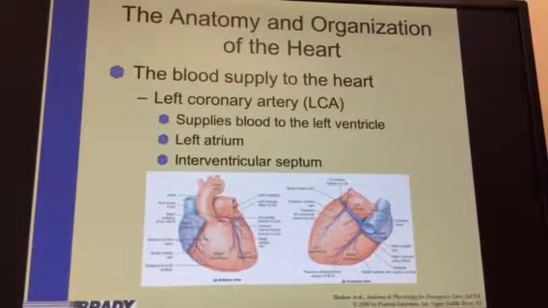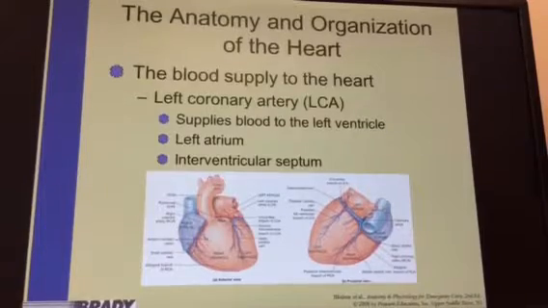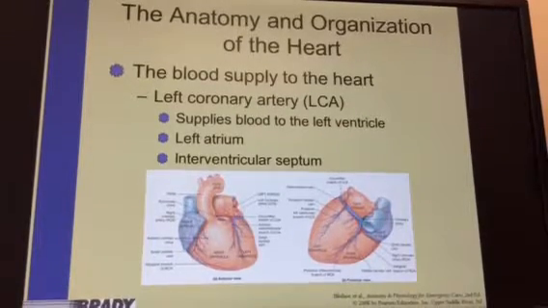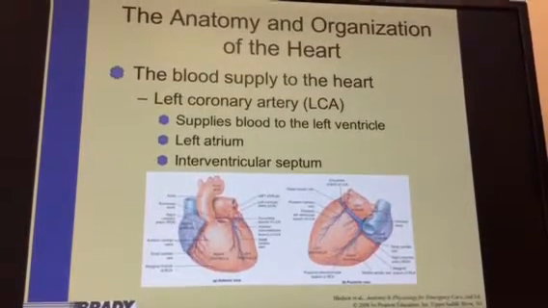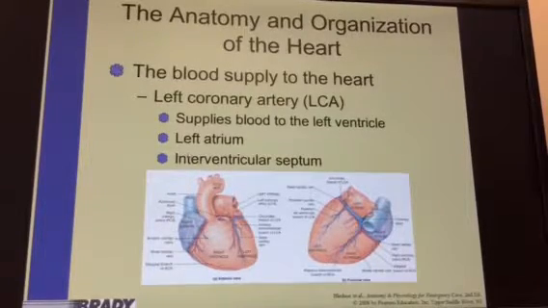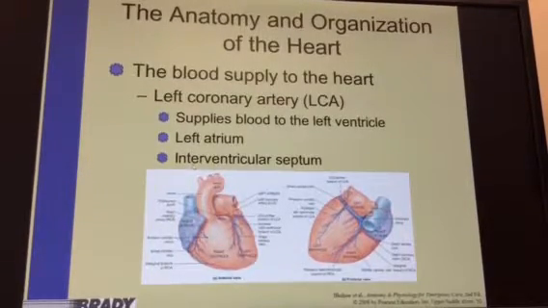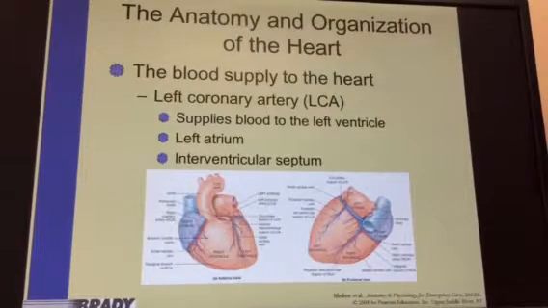The left coronary artery is basically the majority of the supply, and this is the artery we're very dependent upon because it feeds the left side. So it supplies the left atrium, the interventricular septum, and the left ventricle.